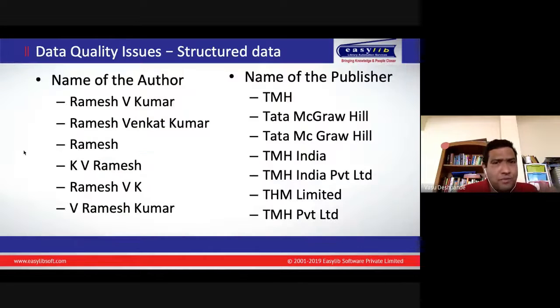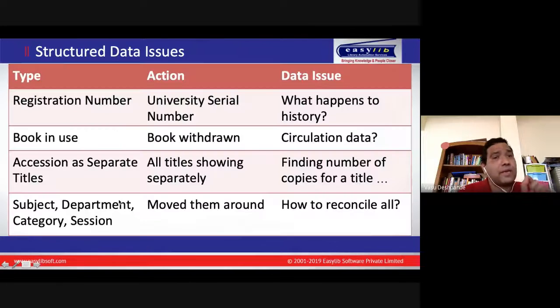This was a simple way the typing was done, but it can be really complex as well. Say now you have enrolled a student, and you have given a registration number from your college. The university now gives a different serial number. Fine, you go and modify the registration number. Now let's see what happens to the circulation history of all the books that were already issued to the previous registration number. That is an example of a data issue.